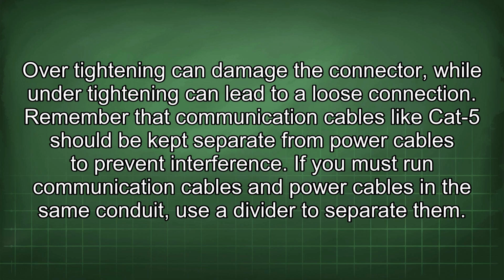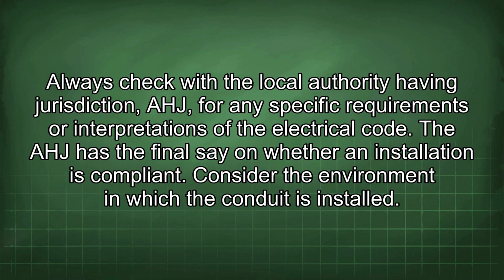Remember that communication cables like Cat-5 should be kept separate from power cables to prevent interference. If you must run communication cables and power cables in the same conduit, use a divider to separate them. Always check with the local authority having jurisdiction, AHJ, for any specific requirements or interpretations of the electrical code. The AHJ has the final say on whether an installation is compliant.